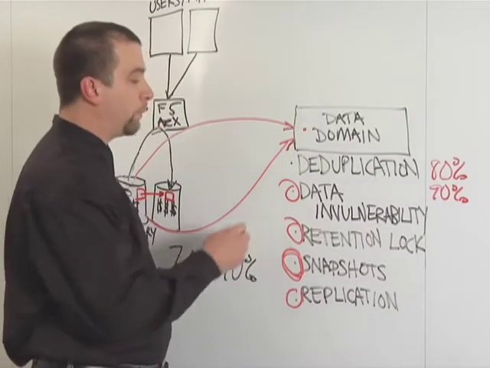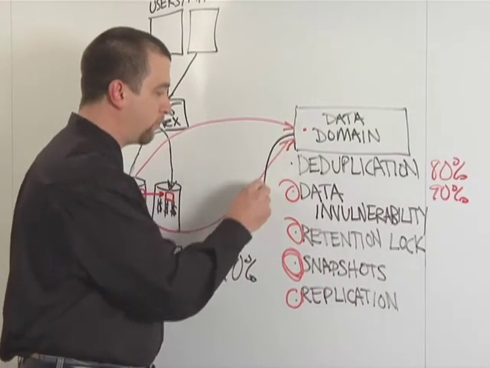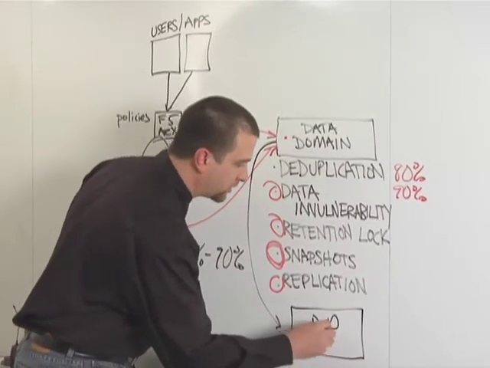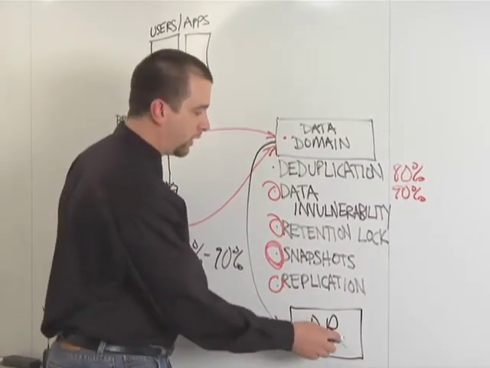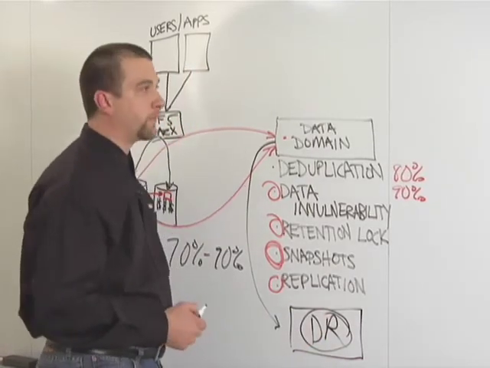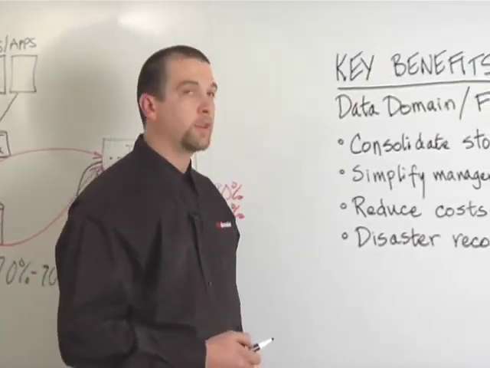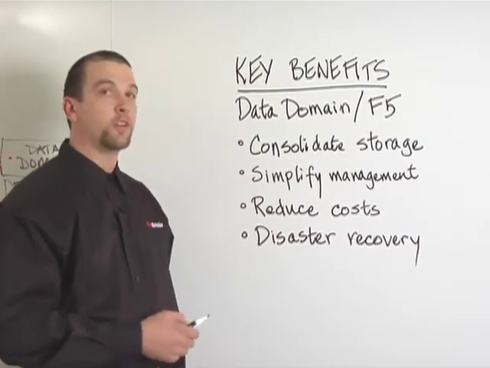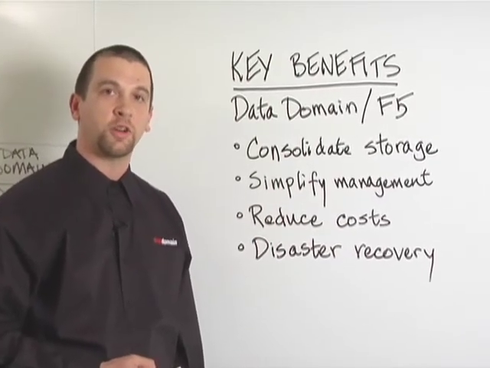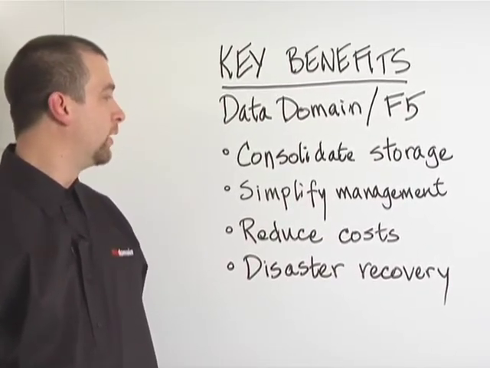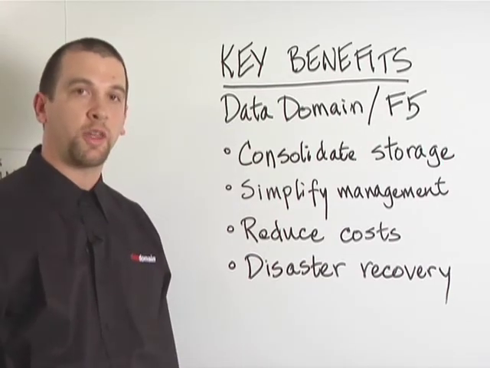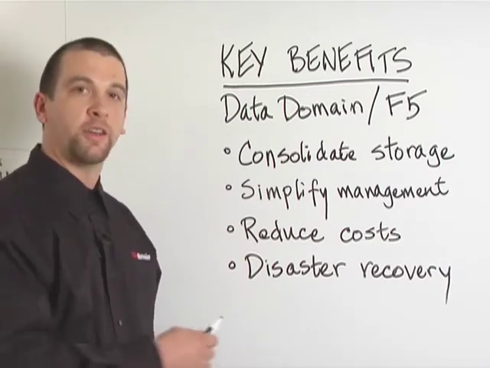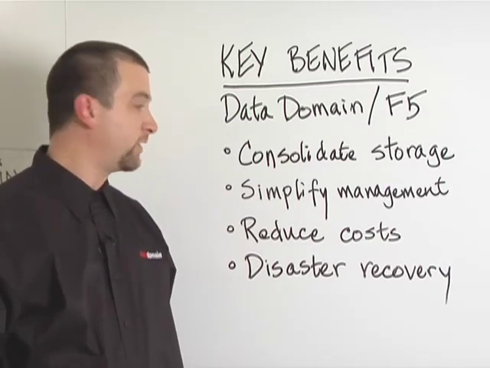And finally, replication allows the data to be moved across existing WAN links extremely efficiently as only the deduplicated data is moved, enabling simplified disaster recovery. In summary, using Data Domain together with F5 file virtualization technology allows organizations to deploy a consolidated tier of storage that's extremely space efficient, which allows you to reduce the costs associated with that storage, as well as to simplify the management of storage as your data grows and provide simple and effective disaster recovery.